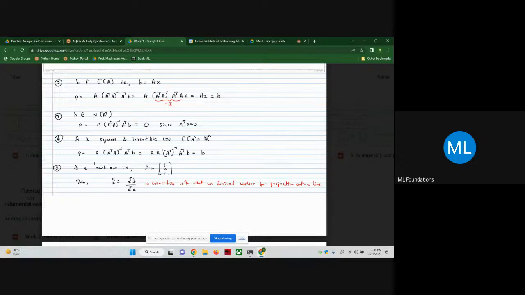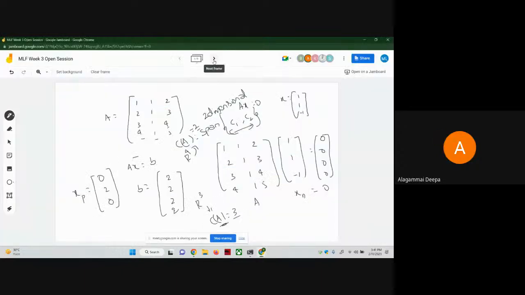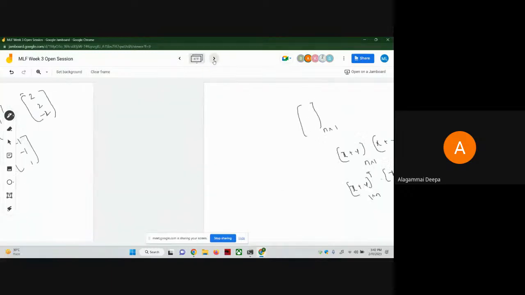Is this clear? No, still. Yes, somewhat, sir. So if we have a span of all the columns, then we can project onto B.